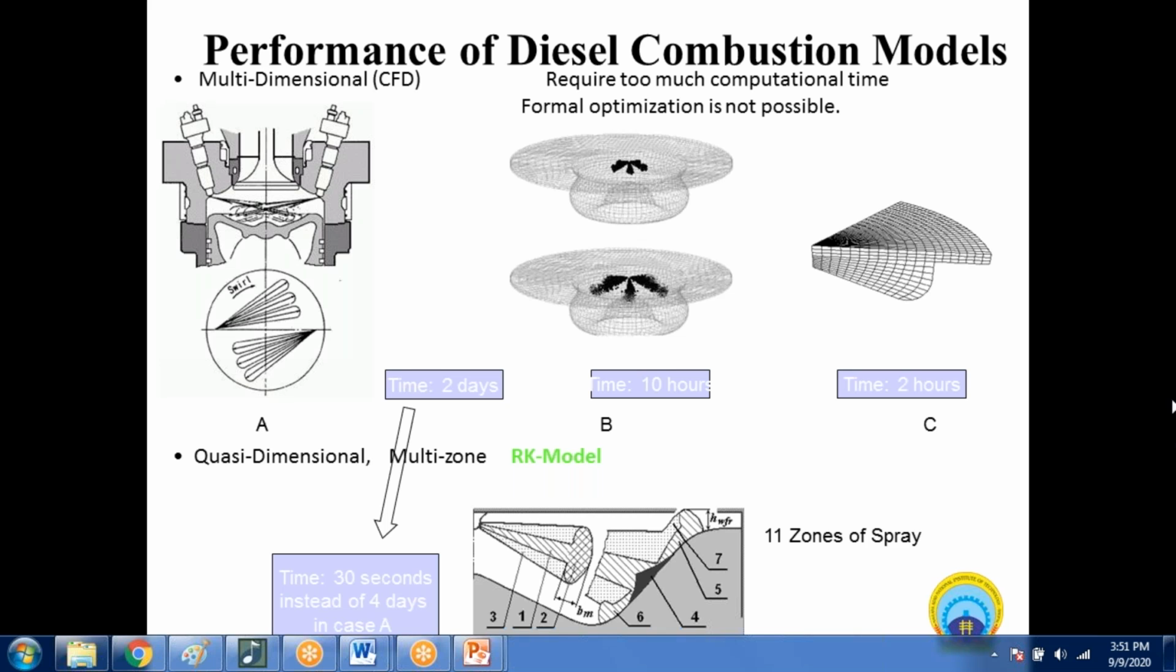Compared to other software like AVL, there is no optimization technique, but in DieselRK there is an optimization tool as well, so it takes less time. Within 1 or 2 minutes we can do it, and it will not take more than 1 week or 1 month as it does if you are doing dynamic meshing in CFD. It takes a lot of time to complete one simulation there.